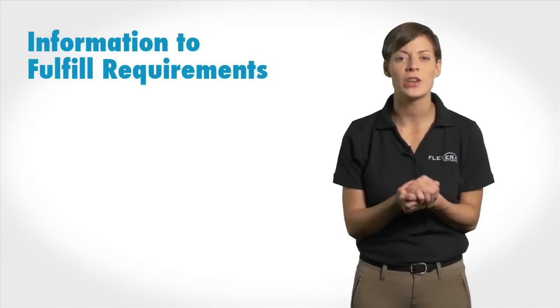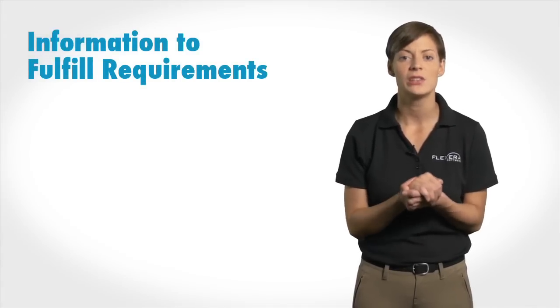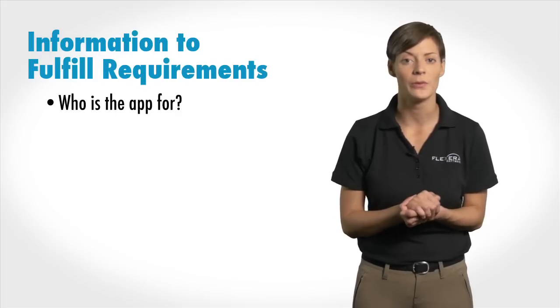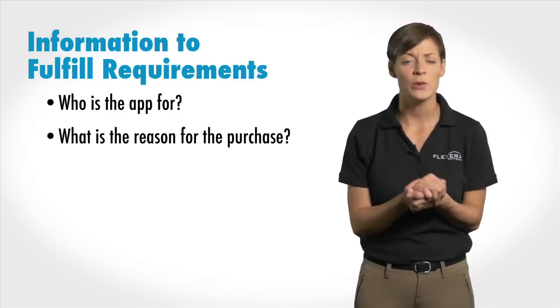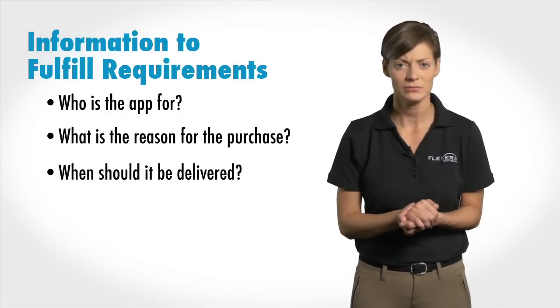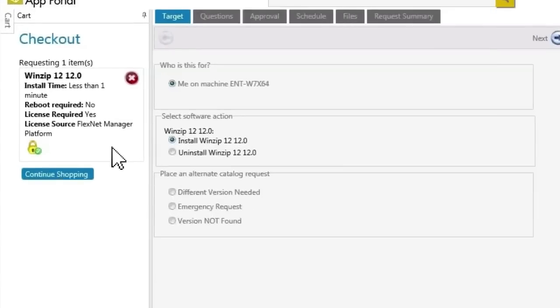As we continue through the checkout process, we get more information about how to fulfill requirements, such as a question about who the app is for, the reason for purchase, and when it should be delivered. When requesting new software, App Portal will check to see if there are licenses available for the requested applications and reserve the necessary ones while it waits for approval. Here we see that WinZip is pending approval.